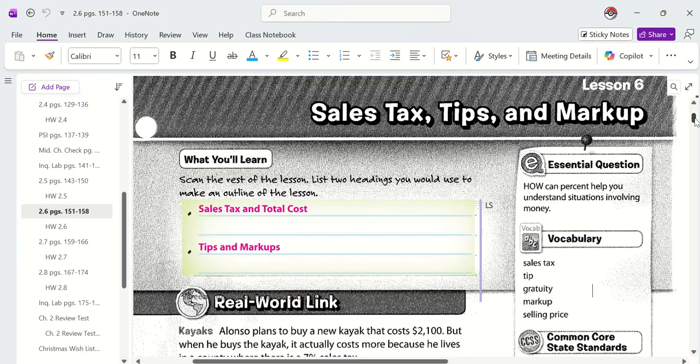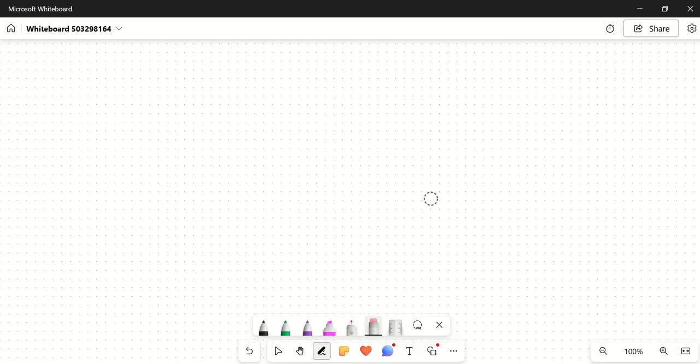All right, today we're doing lesson 6 from chapter 2, sales tax, tips, and markup. Before we begin, we just need to review the decimal method because that's basically all we do in this lesson. So when we talk about sales tax, it's the extra money that has to be added onto our purchase. Anytime we buy something, there is sales tax.